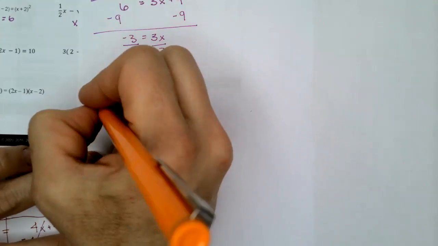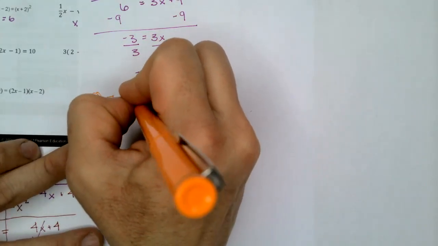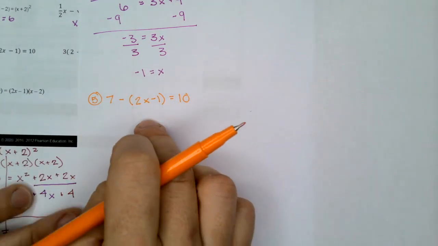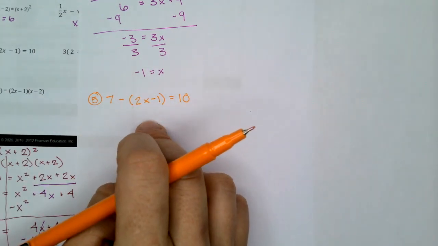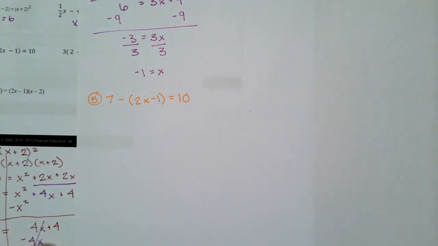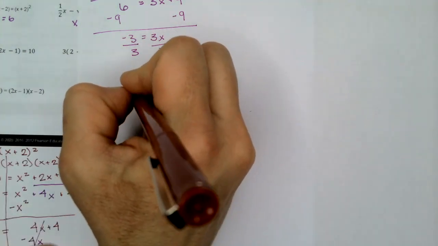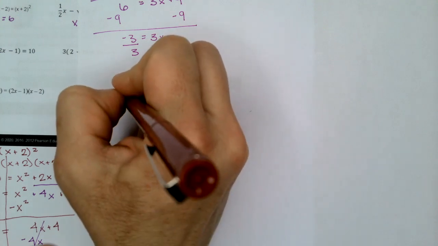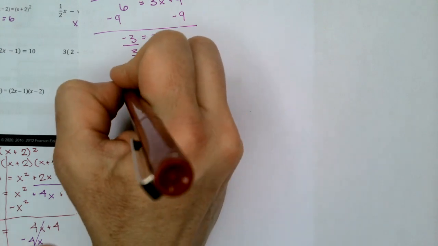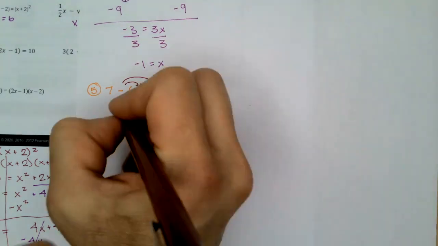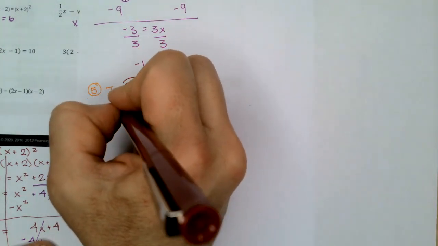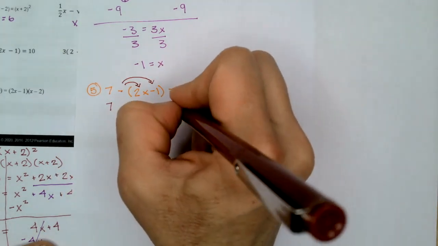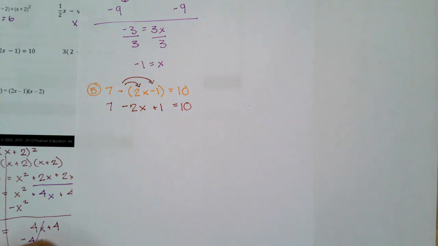Number 5 is 7 minus the quantity 2x minus 1 is 10. So we learned this in our 4. This minus sign is a negative 1. So 2x is going to be multiplied by negative 1. And then negative 1 is going to be multiplied by negative 1. All right, so I'm going to distribute that minus sign. 7 minus 2x plus 1 is 10. I distributed the minus sign.